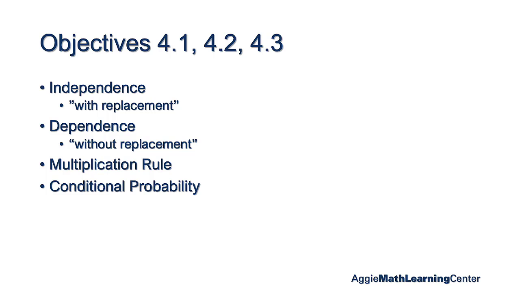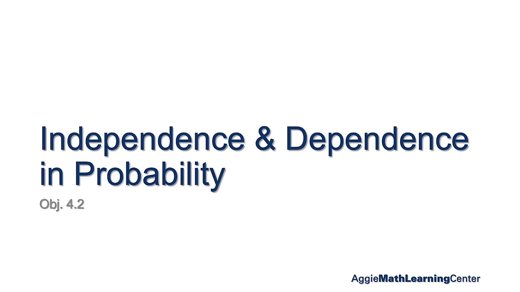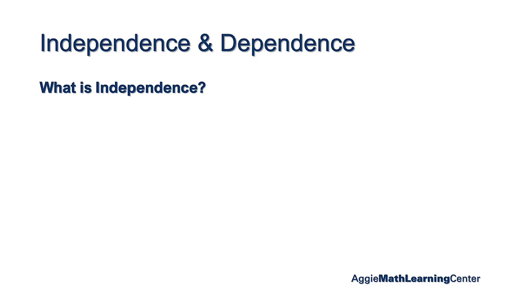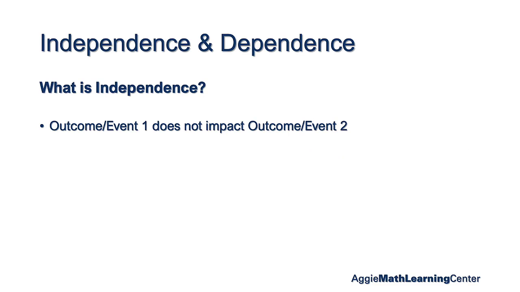Let's get started. We will begin by learning about how independence and dependence function in probability. In probability, events are independent if whatever happens in outcome 1 has no influence on whatever happens in outcome 2. For example, if we were rolling 2 fair dice, the outcome of one die would have no impact on whatever outcome we get from the other die. The rolling of one die is a completely separate event from the rolling of another die.